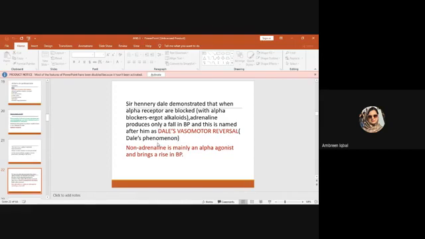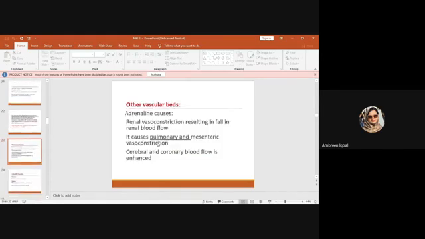Now we'll discuss noradrenaline, which is mainly or purely an alpha agonist, and so it brings a rise in the blood pressure. Then come the other vascular beds. Adrenaline causes renal vasoconstriction, resulting in a fall in the blood pressure. It causes pulmonary and mesenteric vasoconstriction. It also enhances the blood flow of the cerebral and coronary vessels.